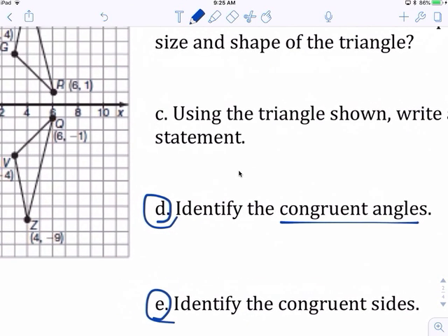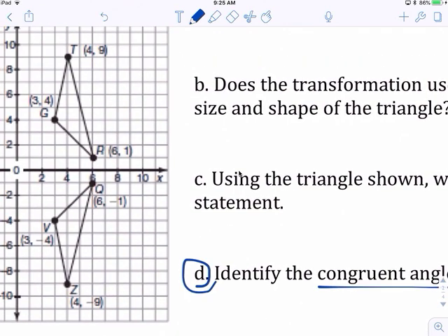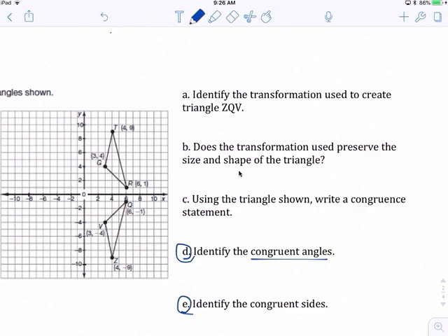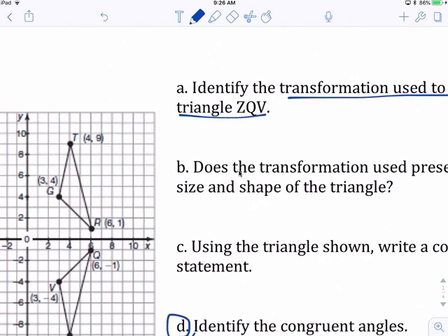So we know that, we'll look at angle R, it's a reflection over the x-axis. Identify the transformation used to create triangle ZQV. Okay, that's a reflection. On the test, you'll have something like this. Okay, this is a test question. Reflection over the x-axis.